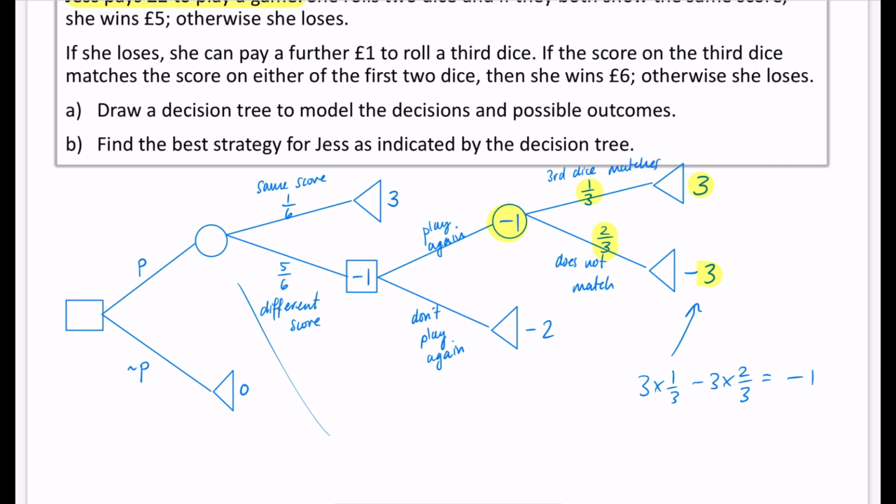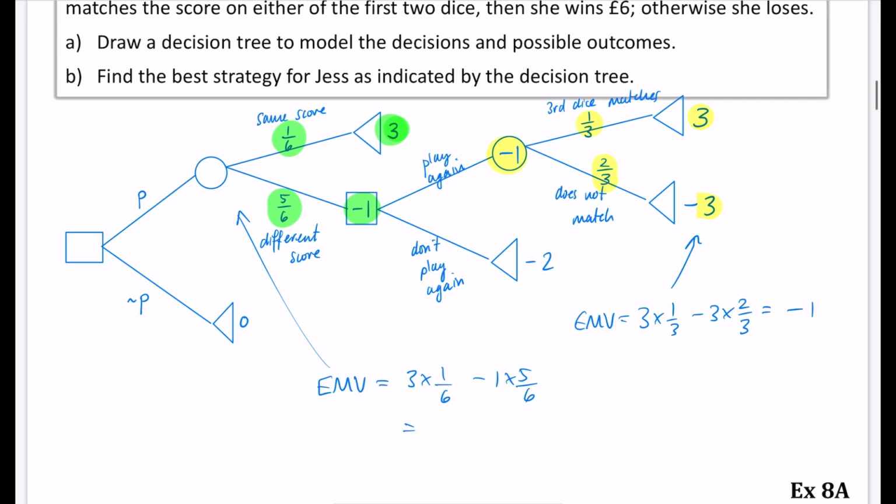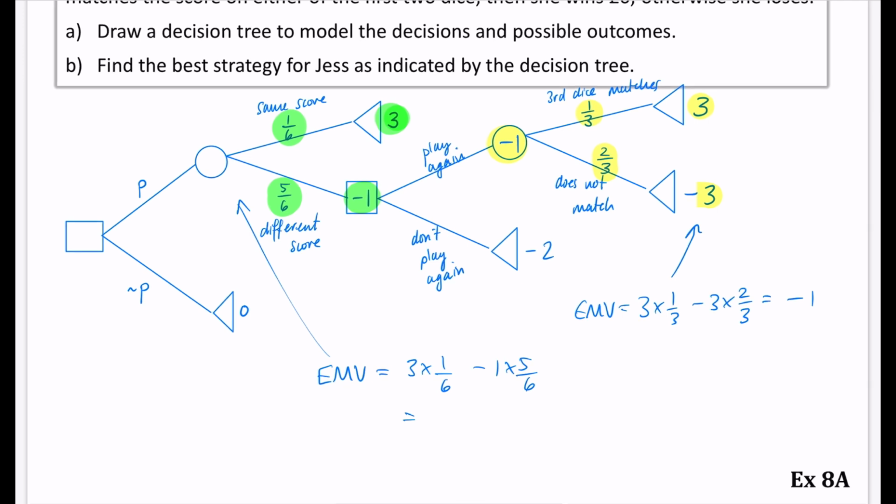Now, if I was going to do the EMV for this calculation over here, I'm going to be using different numbers. I'm going to be using the 3 and the 6th, and this -1 and this 5/6, because this -1 was the better choice out of the -1 and the -2, only losing £1 rather than losing 2. So this was the expected monetary value for this part. And now the expected monetary value for this part is going to be 3 times the 6th minus 1 times 5/6. So that is 3/6 minus 5/6, which is minus 2/6, which is -1/3.